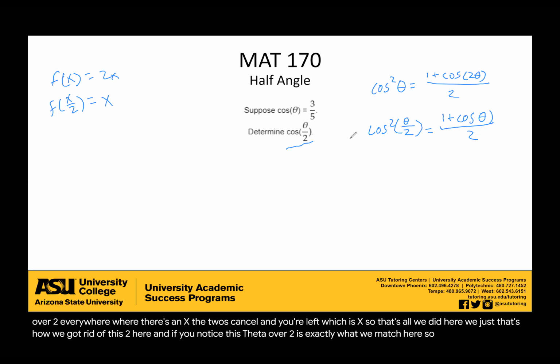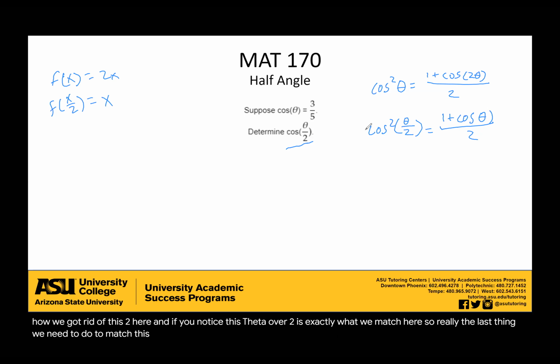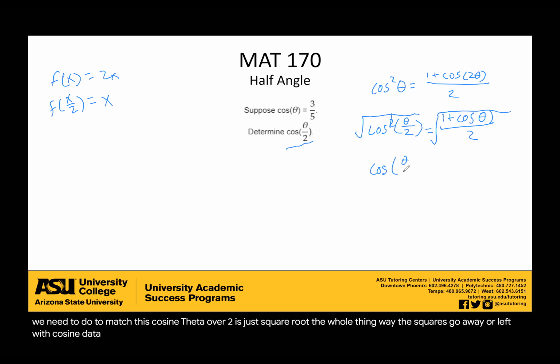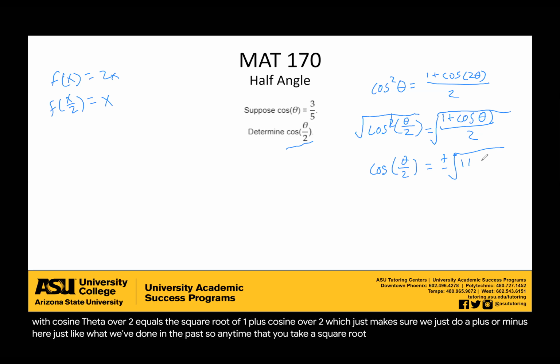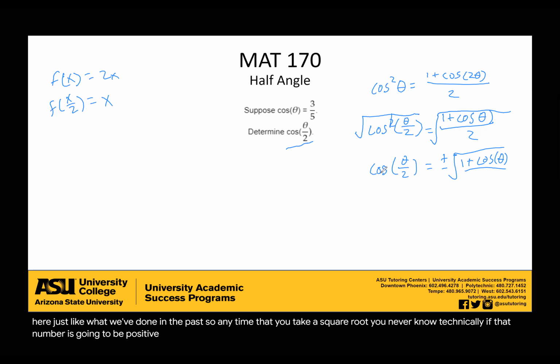So the last thing we need to do to match this cosine theta over 2 is square root the whole thing. Then the squares go away and we're left with cosine theta over 2 equals the square root of 1 plus cosine over 2, and we do a plus or minus here, just like what we've done in the past. Anytime you take a square root, you never know technically if that number is going to be positive or negative, so you have to account for both.